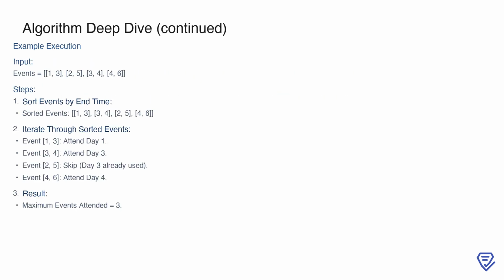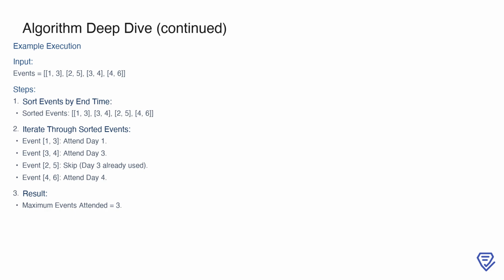To understand the algorithm in action, consider the input events [1,3], [2,5], [3,4], [4,6]. First, we sort these events by their ending days, resulting in [1,3], [3,4], [2,5], [4,6]. Next, we iterate through the sorted events to select days for attendance. For the first event, [1,3], we attend day 1. For the second event, [3,4], we attend day 3.